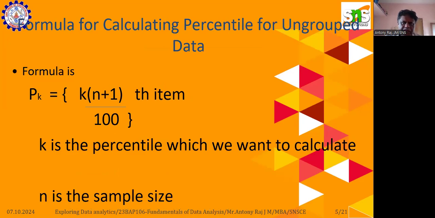So the formula for calculating percentile for ungrouped data is Pk is equal to k into (n plus 1) by 100th item, where k is the percentile which we want to calculate and n is the sample size.